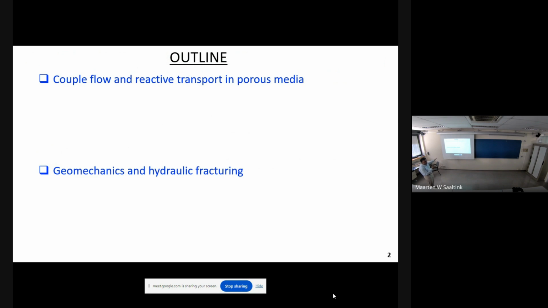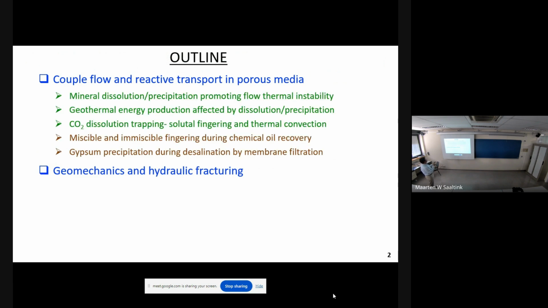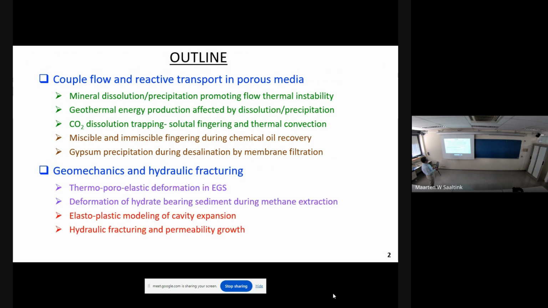I've divided it into two groups. One is coupled flow and reactive transport in porous media, which includes subtopics. And then coming to geomechanics and hydraulic fracturing. These are the few topics I have been working on. I've got some interesting results I'd like to show you and want to get your feedback for the next step in my research. All right, so let's start with the first one, the mineral dissolution precipitation promoting flow thermal instability.